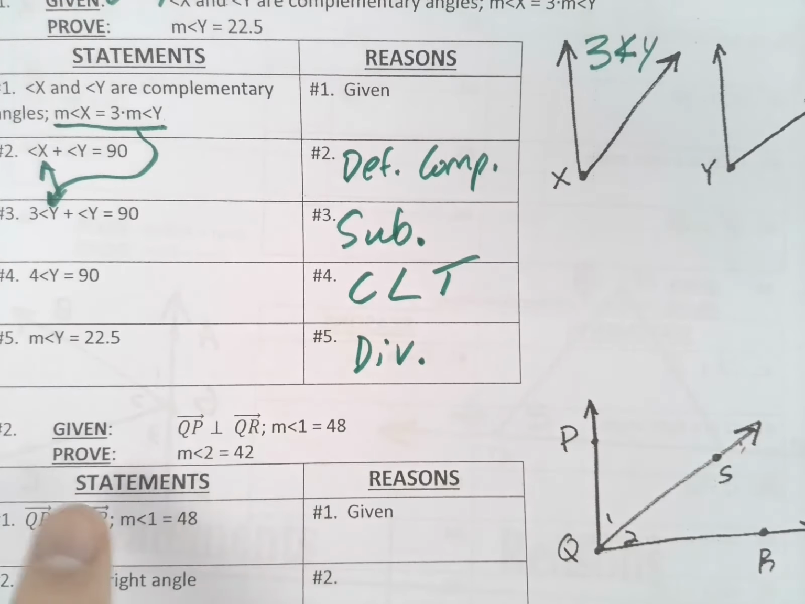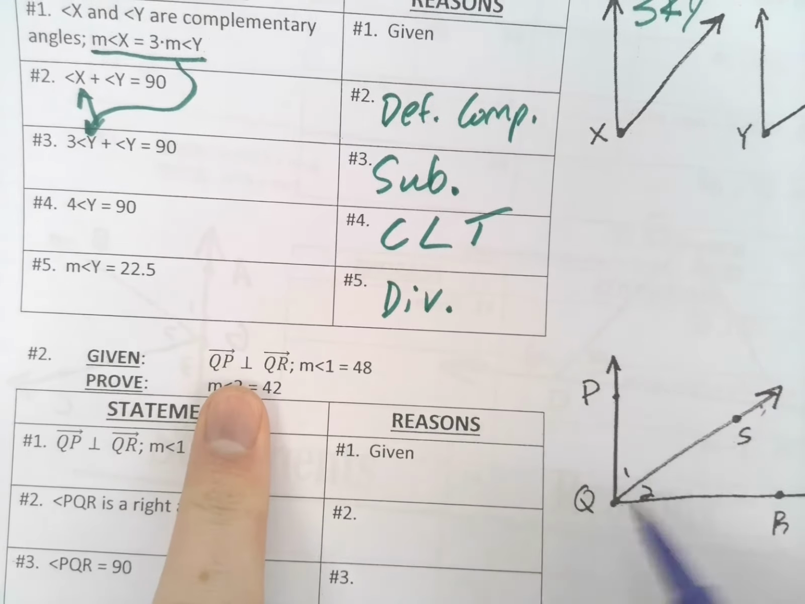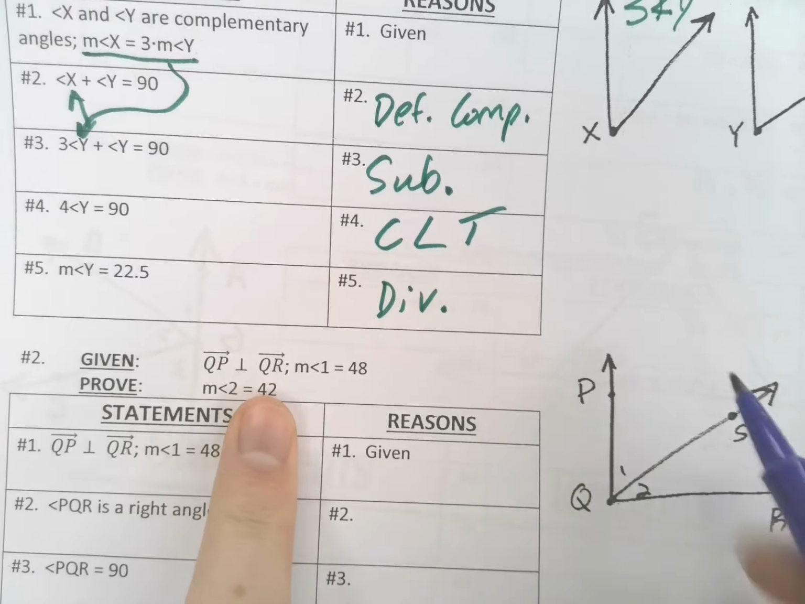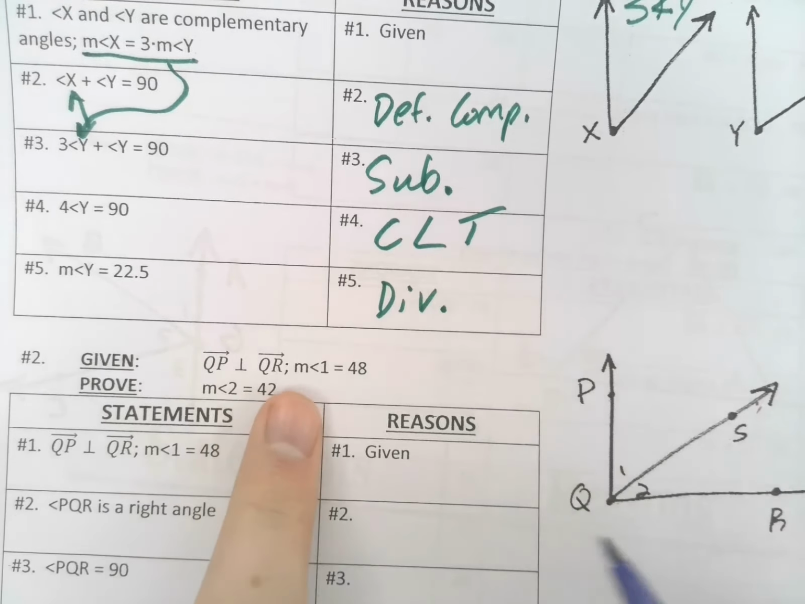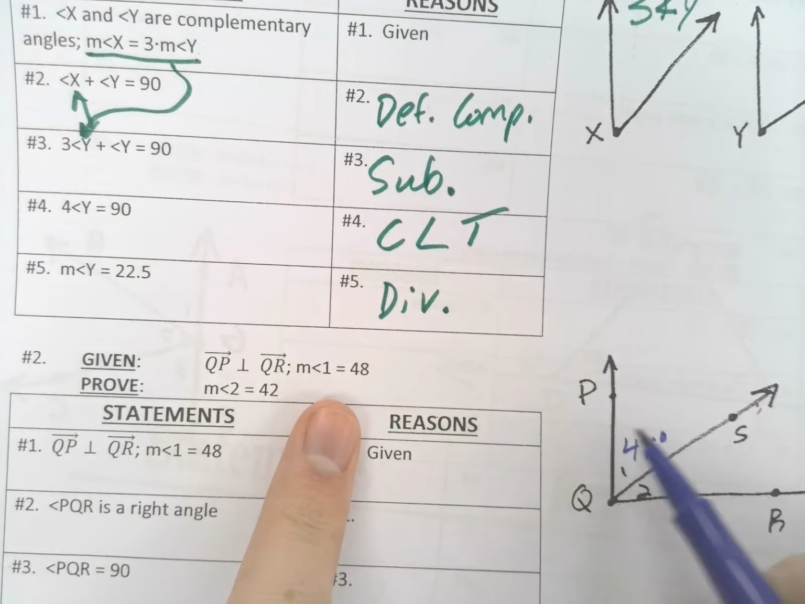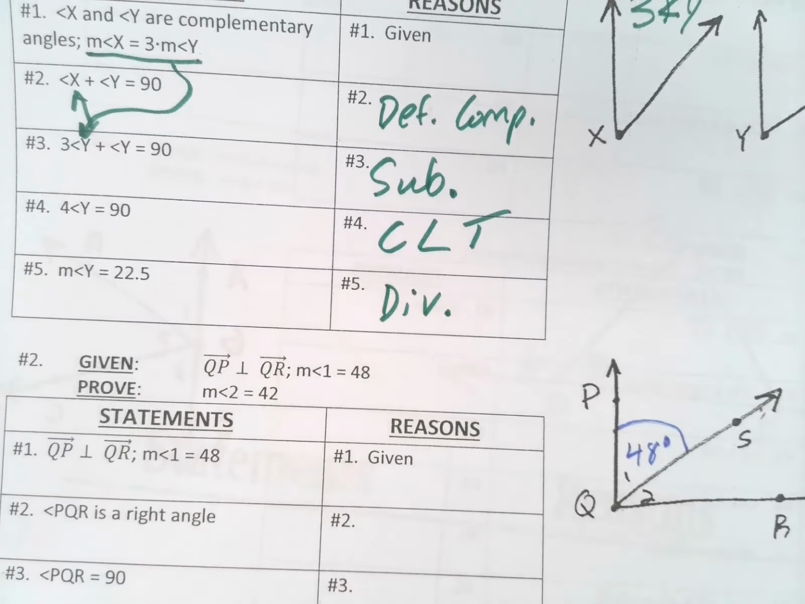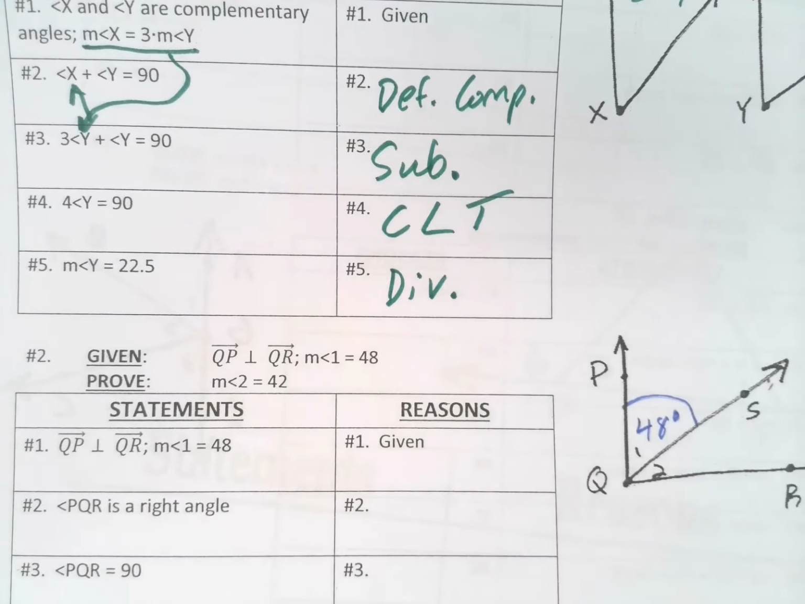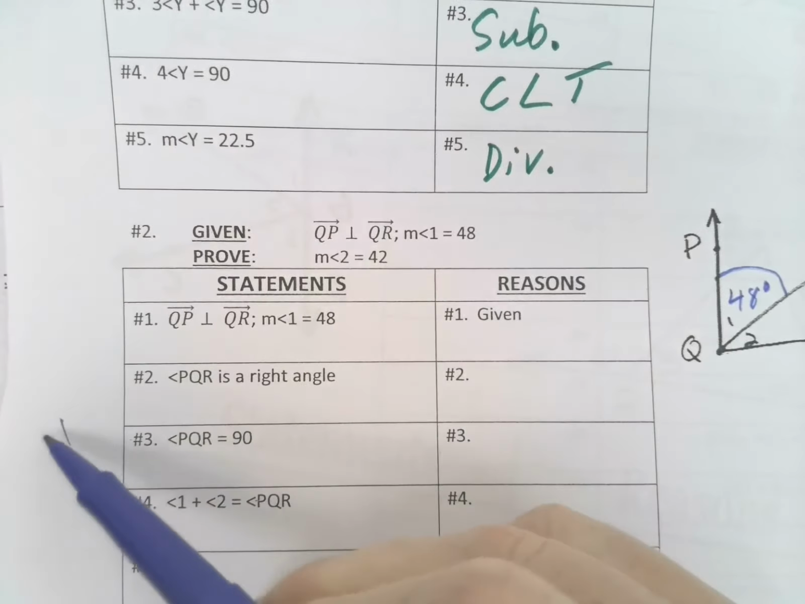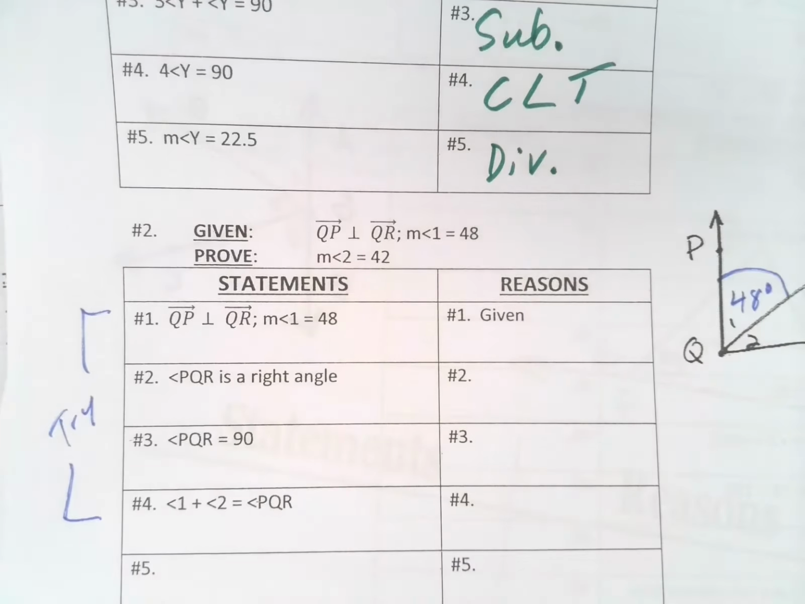Now, same strategy, guys, for number 2. Use what they give us. They give us that this line and this line are perpendicular, but they don't give us that we have a right angle yet. So we can't really draw that just yet. Now, angle 1 is going to be 48 degrees. That we do know. Now, I want to see if you guys can take this down to step 4. Try down to step 4.